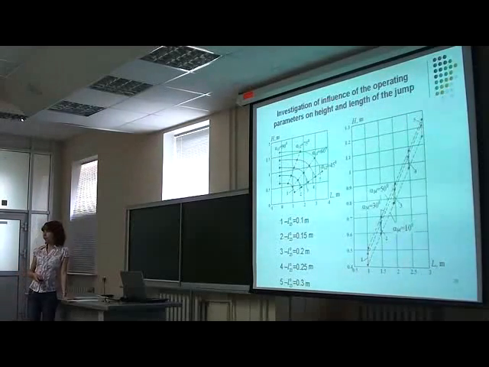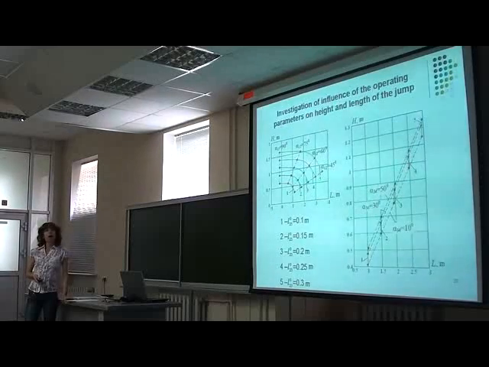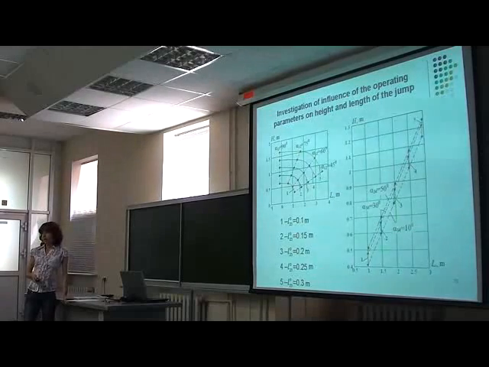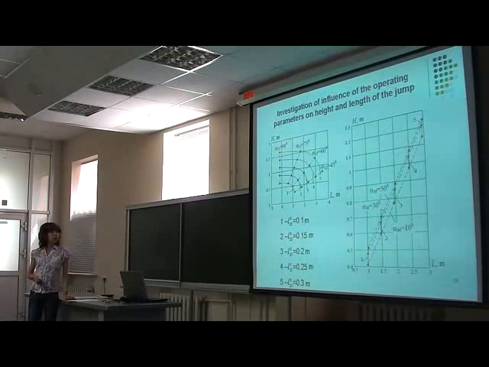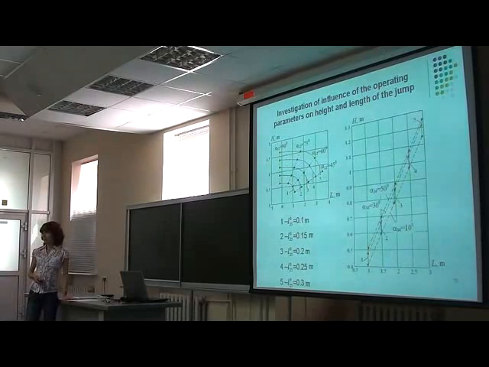On the left diagram in this slide, we can see that the reduction of the length and the increase of the height of the jump follow a curvilinear dependence, similar to a parabola, with the increase of the angle alpha 12 and a fixed value of the distance a23. And a linear dependence between the height and the length of the jump exists with the increase of the distance a23. On the right diagram of the slide, we can see that a linear dependence between the height of the jump and the angle alpha 34 exists at a fixed value of the distance a23.